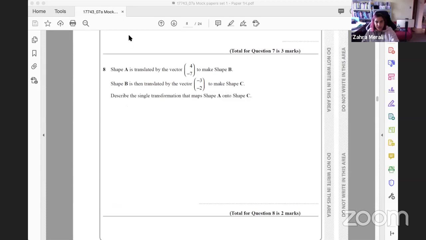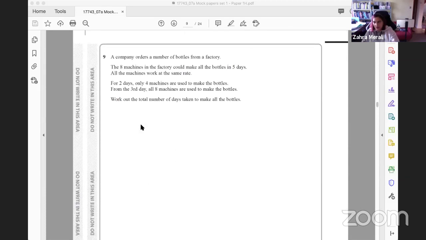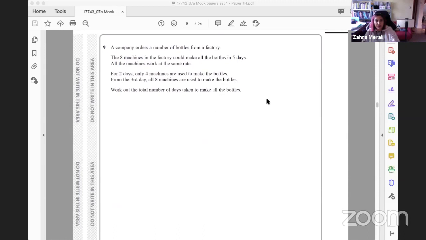Okay, question 9. A company orders a number of bottles from a factory. The 8 machines in the factory can make all the bottles in 5 days. All the machines work at the same rate. If we think of it as 8 times 5, we'll end up with 40 machine days. So that's how long it takes to make them.